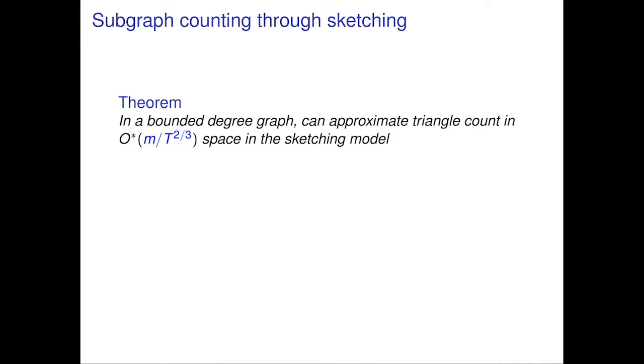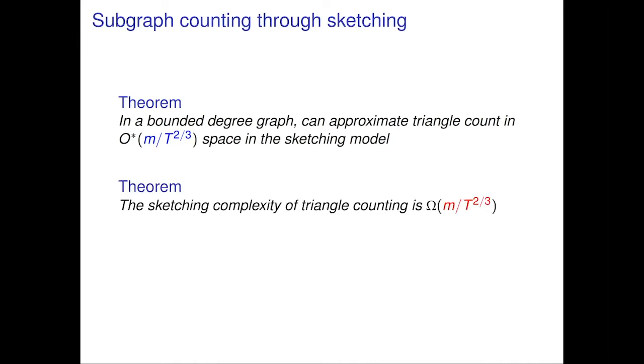But let me just quickly mention subgraph counting through sketching. So here, the question is the following. A bounded degree graph is shared across multiple players, and every player individually compresses their share of the input, and they all simultaneously send it to some coordinator, who then should output the number of triangles in the graph.